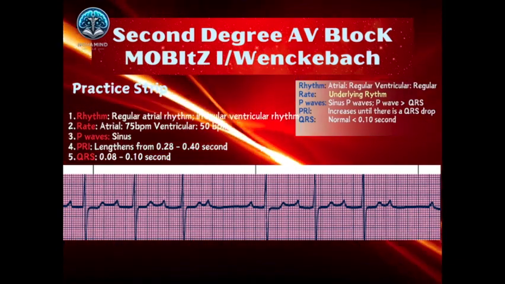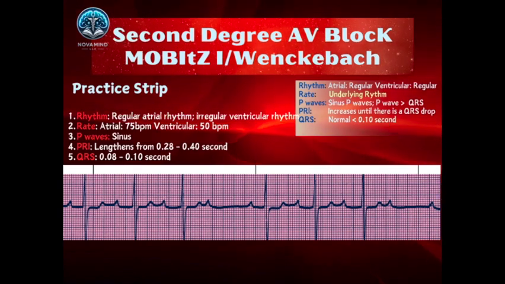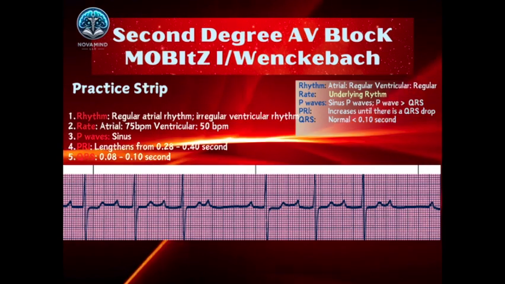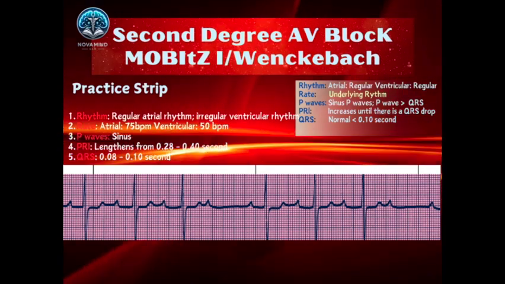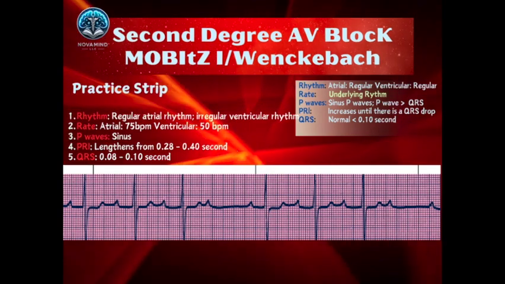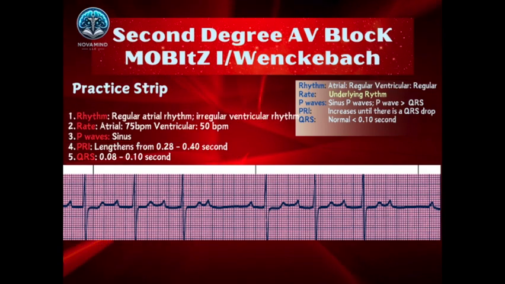Next, let's look at the heart rate. For this rhythm, the atrial rate is 75 beats per minute, while the ventricular rate is slower at around 50 beats per minute. This difference suggests that some atrial impulses are not being conducted to the ventricles, reducing the overall ventricular rate. Our next assessment is the P waves.